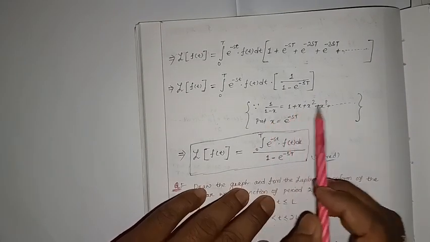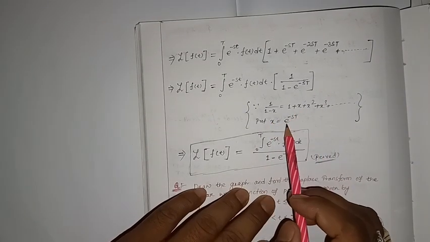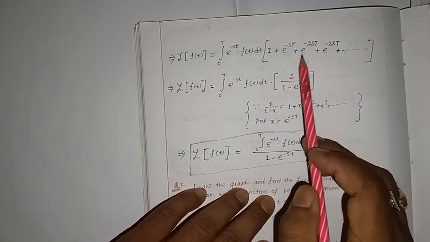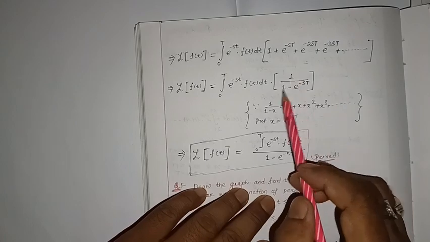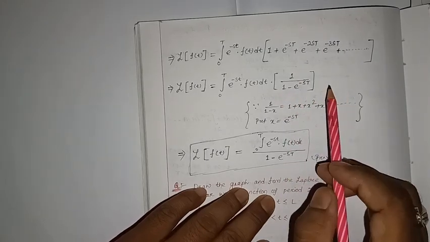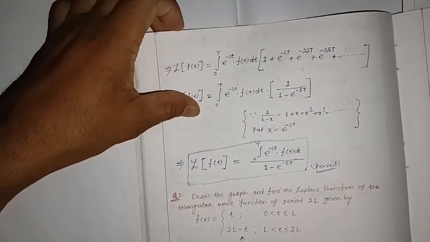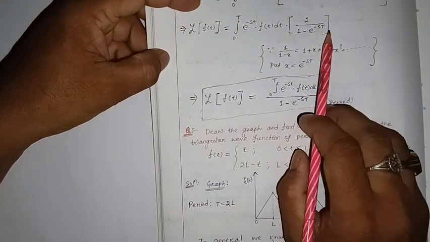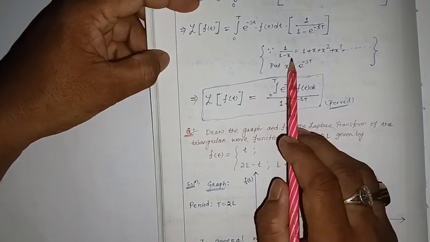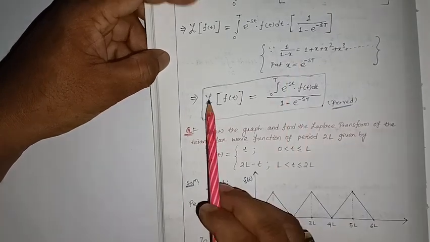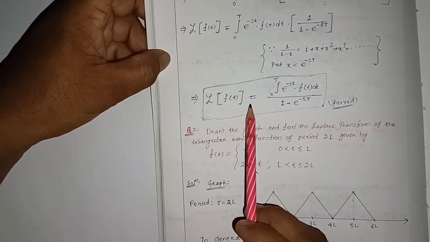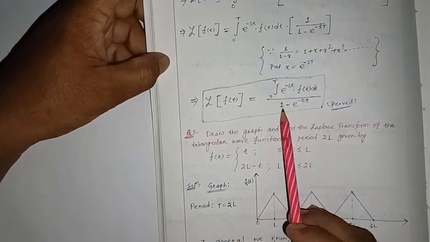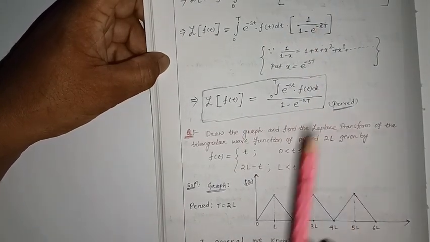So in this series, if I put e to the minus st instead of x, we get this series, which can be written as 1 by 1 minus e to the minus st, considering the Taylor series about t equal to 0. For this case, about x equal to 0. So the Laplace transform of f of t will be equal to 0 to t, e to the minus st by 1 minus e to the minus st, hence proved.